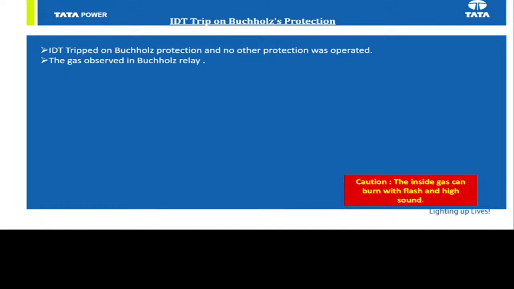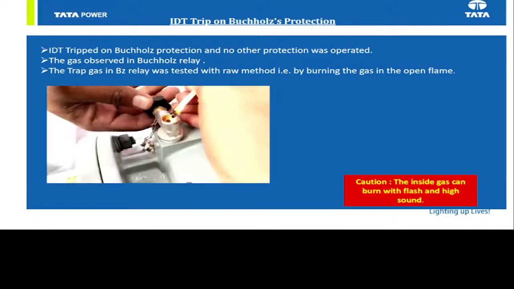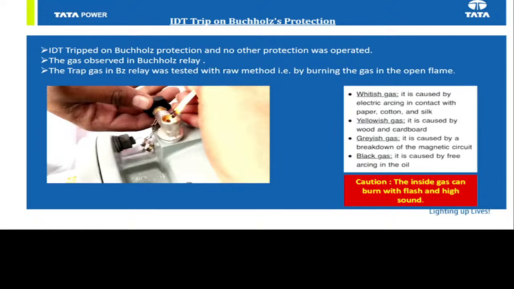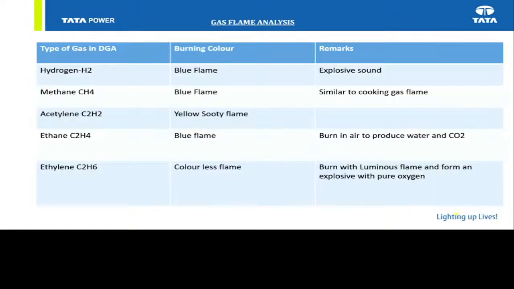So we tried it with the old, raw method of gas burning. The precaution is that we have to be cautious, because if there are gases like methane or ethane, then it may burn and the flame may get higher. For that reason we took precautions and tried to burn the gas from the Buchholz. We burned that gas, and the flame was a normal flame, so we concluded that there is no problem with the transformer and the gas was normal.